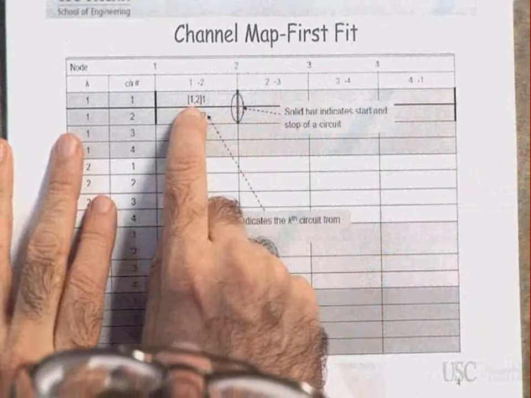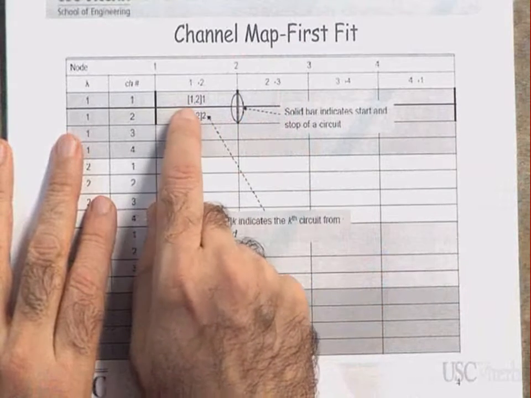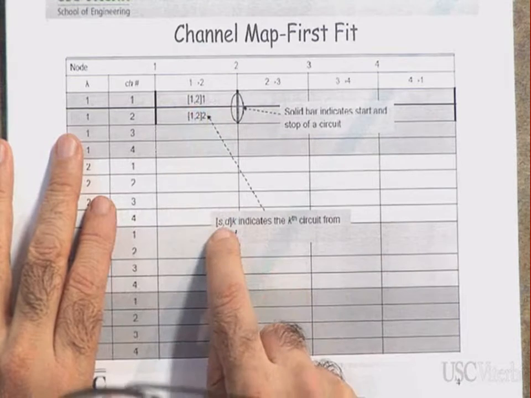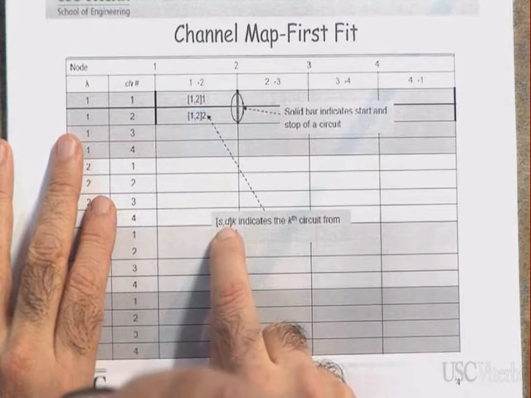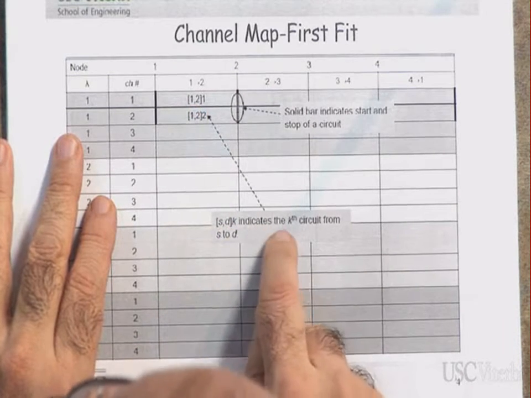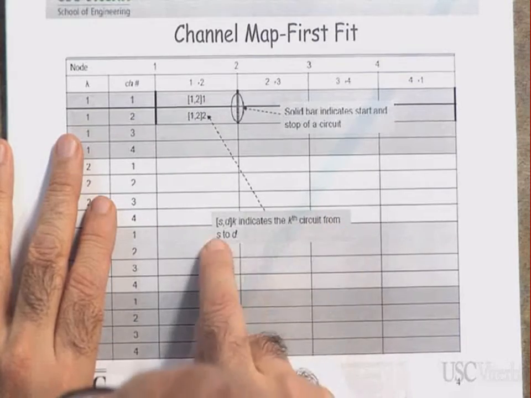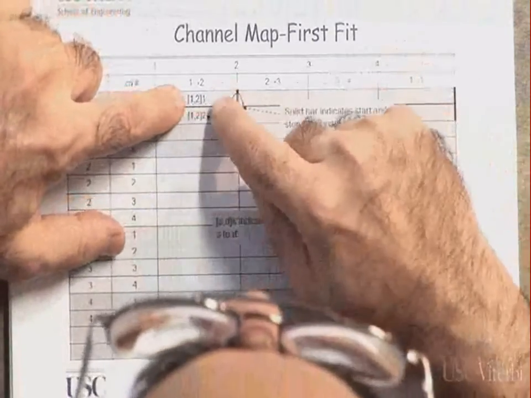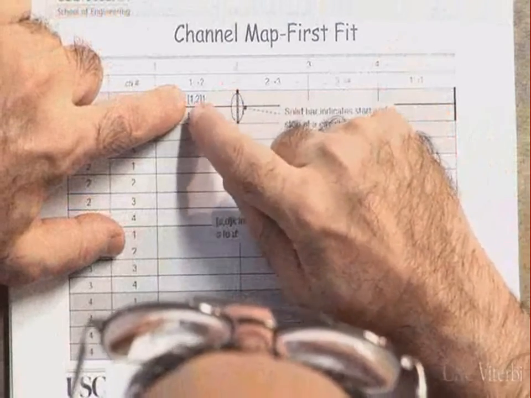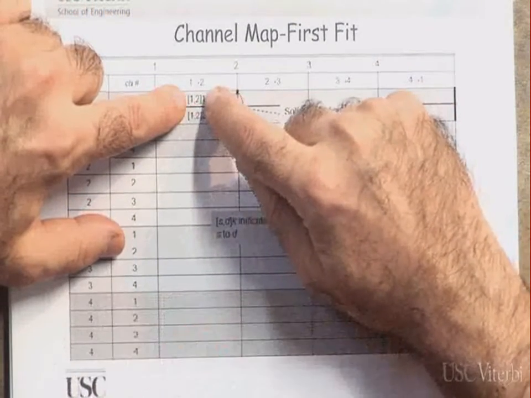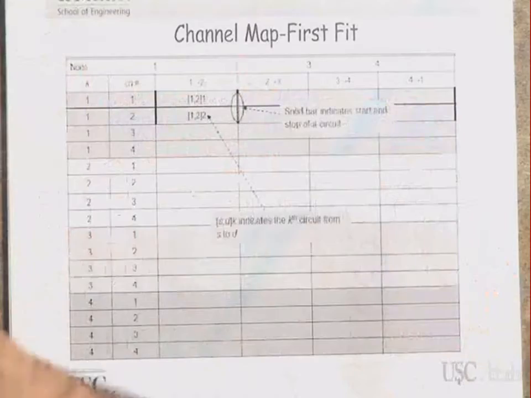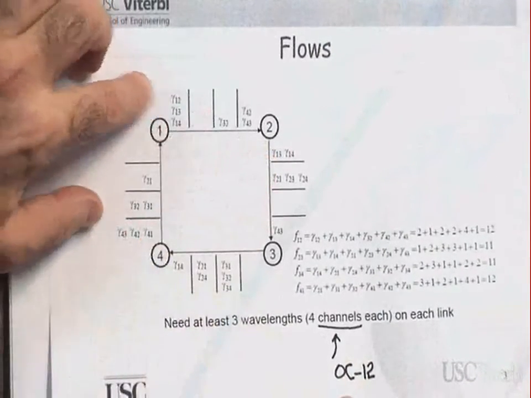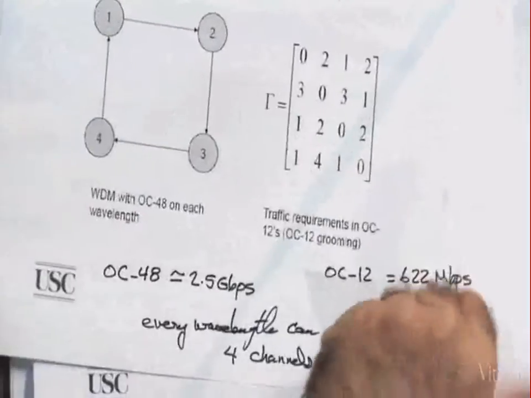When you see 1, 2, what does it mean? This notation, 1, 2, what does it mean? The S, D indicates the kth circuit from S to D. I want you to see this. The notation 1, 2, 1 means from 1 to 2. What is gamma 1, 2?